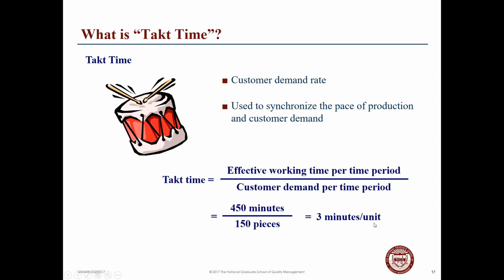So the takt time for that product is that there needs to be a finished product coming off that production line every 3 minutes. And if your line does not allow you to meet that 3 minute rule, then you've got to be looking at added capacity or a different process to achieve the customer's requirements.